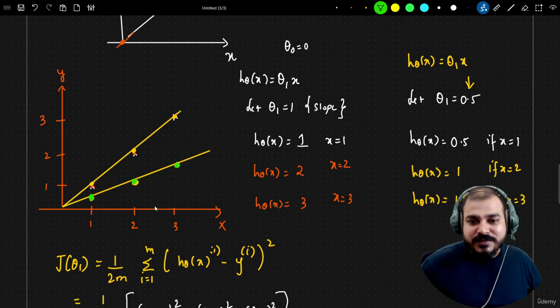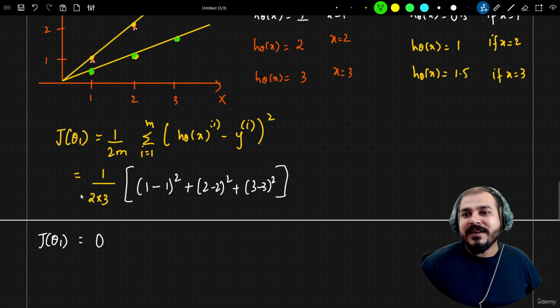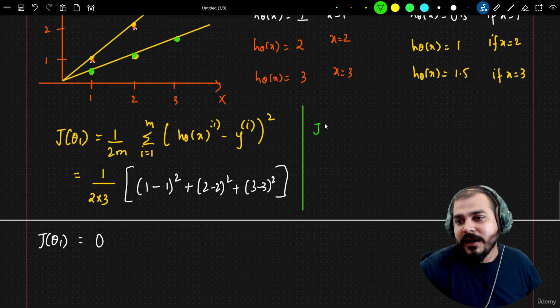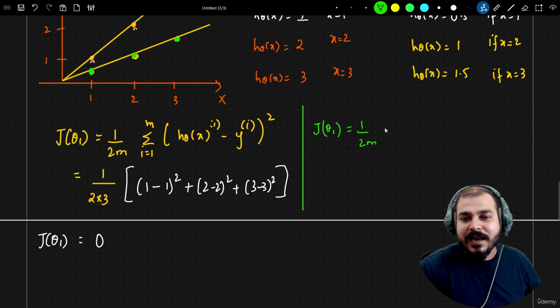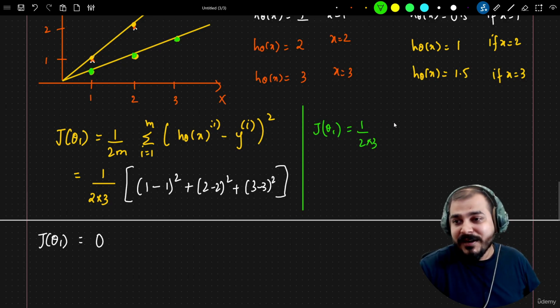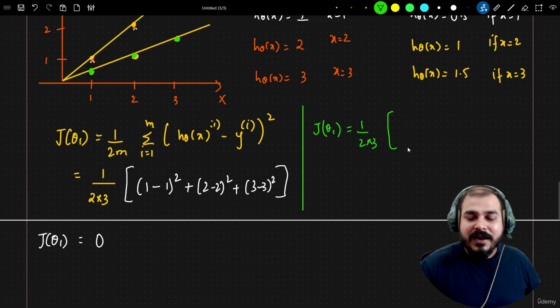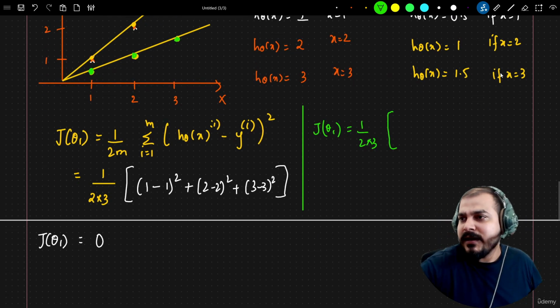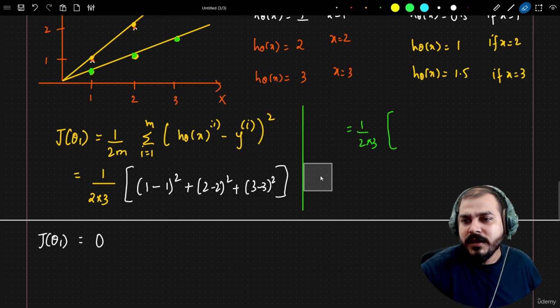Okay, now with respect to this, again let's go ahead and calculate J(theta). Here I'm going to write J(theta 1). J(theta 1) is nothing but 1 by 2m. Again I'll apply the same formula, so this will be 1 divided by 2 multiplied by 3. Now let's go ahead and try to find out. So when my theta 1 is 0.5, let me write it down below so that you will not miss anything.